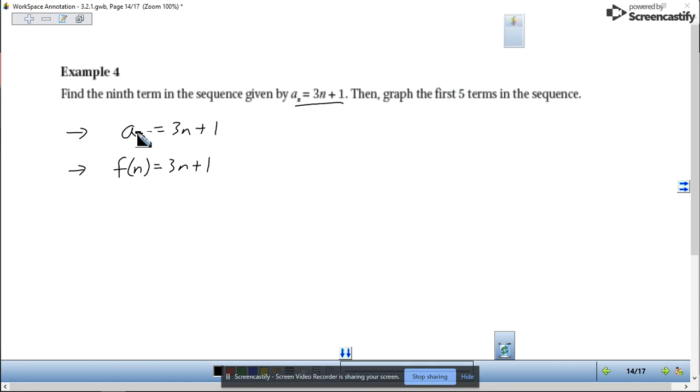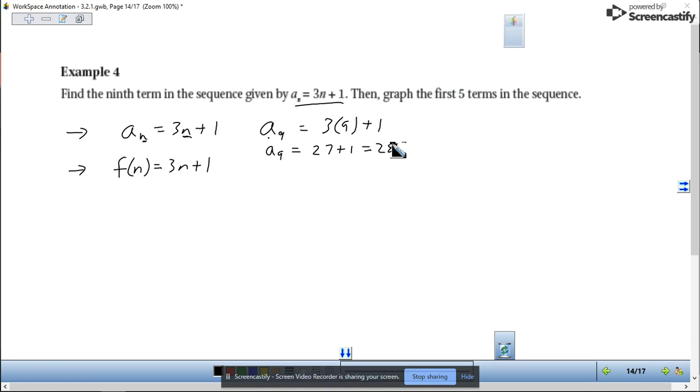All right, so we're going to start by quickly doing the ninth term. Here's how you do that. If I want to find a sub 9, then I literally replace the n with a 9. So 3 times 9 plus 1. And that is a sub 9. The ninth term in this sequence is 27 plus 1, which is 28.